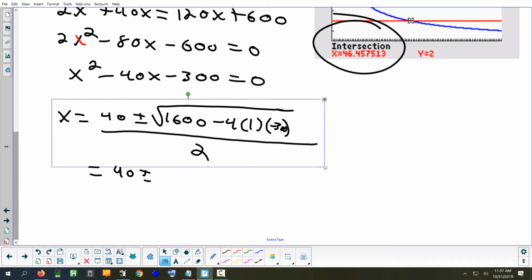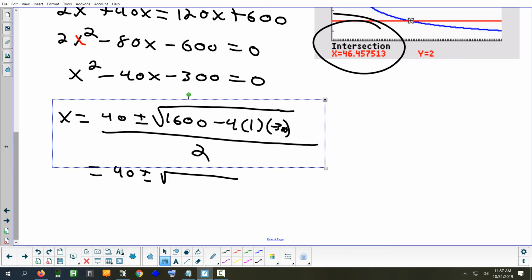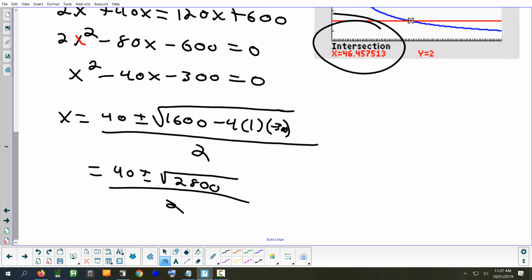What's 4 times 1 times negative 300? Negative 1200. And what's 1600 minus negative 1200? 2800. Hey, I'm not going to do any more work to simplify. I'm just going to type that in on the calculator.